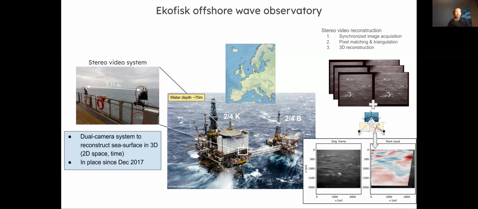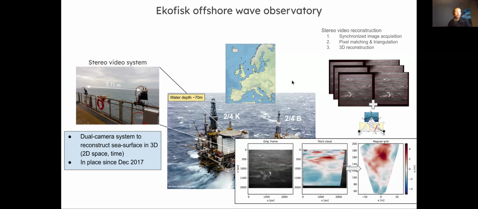And when we do this sequentially for each image pair, we get a four-dimensional time series of the sea surface, as you can see in the animation on the right here, where I projected the point clouds over the original raw camera frames. And for analysis, we usually rectify the point clouds and interpolate them onto a regular 2D grid, which gives us this three-dimensional time series of the sea surface elevation that you can see on the bottom right.